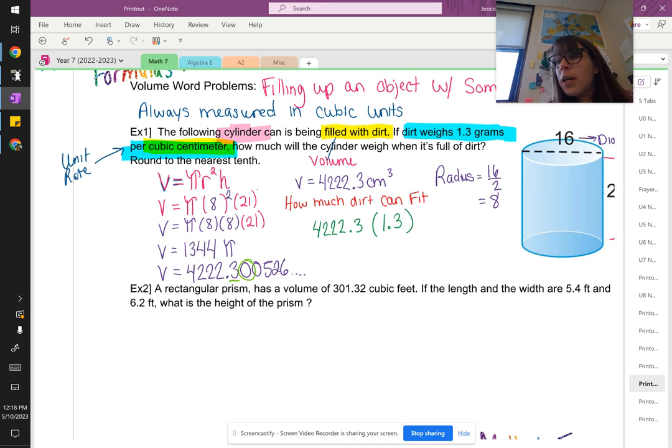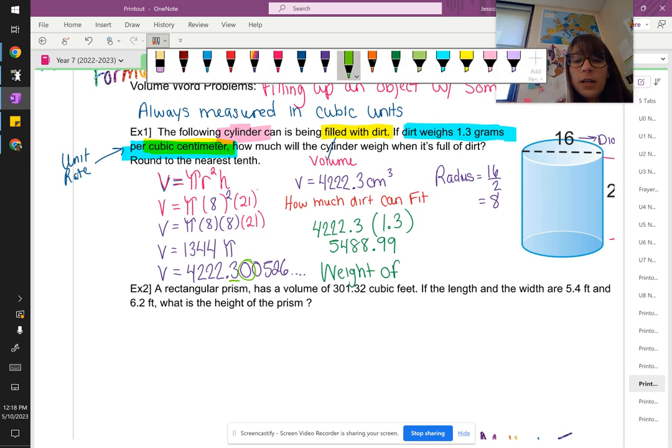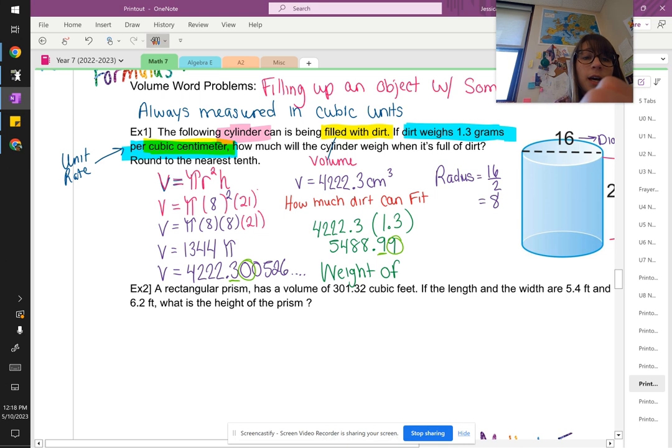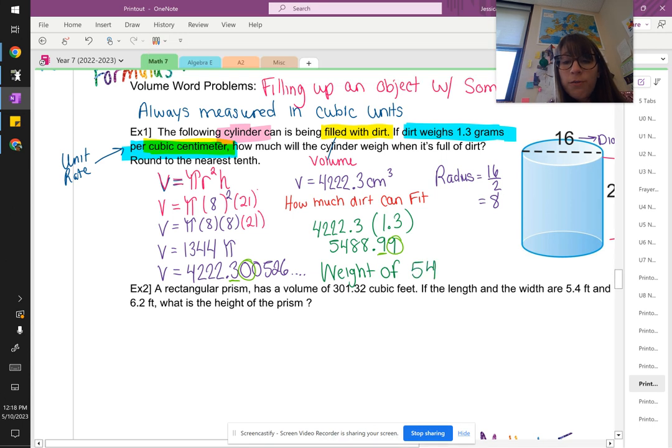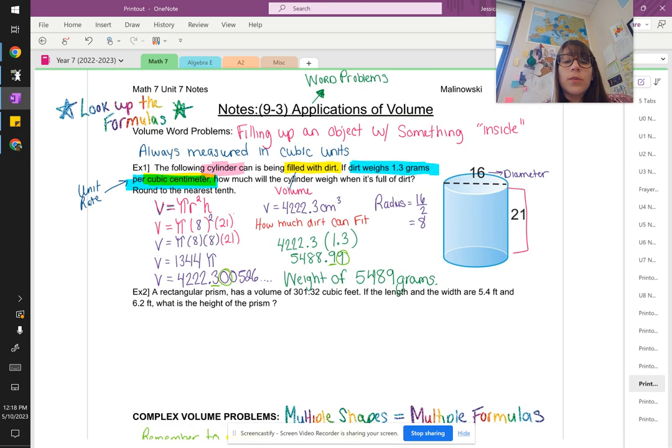So that times that gives us 5,488.99. And then we'll just round that to the nearest tenth. The 9's in the tenths place, we look at the 9, it bumps that 9 to a 10, so that carries some things, leaving us with a final weight of 5,489 grams this time, because we're talking about weight. Woof.